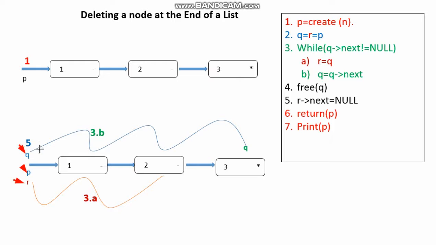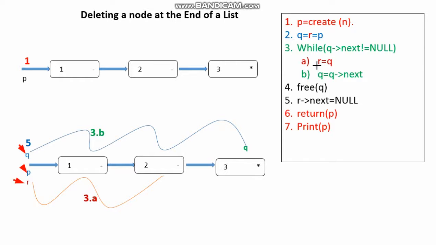Then I'm going to traverse using my Q, P remaining always there, so that I have the beginning. I'm going to use my Q to traverse till I reach my last node. So we have a statement: while Q next not equal to null. So Q is here, next is not null, that means there is a node, so it will go to this node, next again not null, so the second time it will go here, and the third time when it comes here, Q next is null, so the loop stops here.